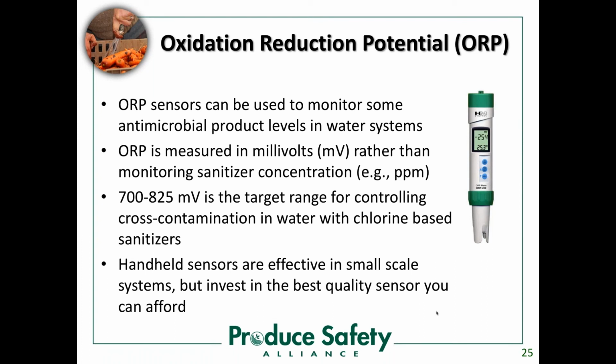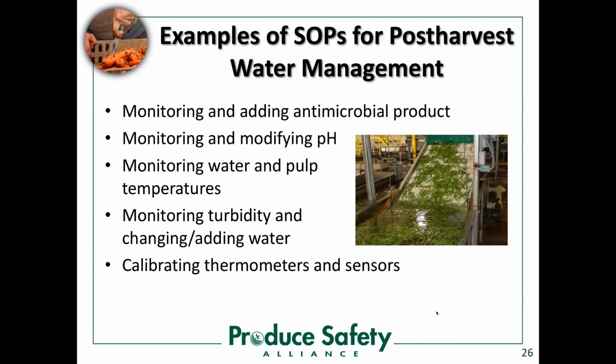Here it talks about the oxidation reduction potential. I'll leave that for you to read when you get to that point of needing to look at your sanitizer efficacy. But this essentially gives you the range in which your sanitizer will control cross-contamination with chlorine-based sanitizers. So that's what this is for. They're fairly simple and they're effective in small-scale systems. But don't get a cheap one. There's too much riding on it to pinch pennies.